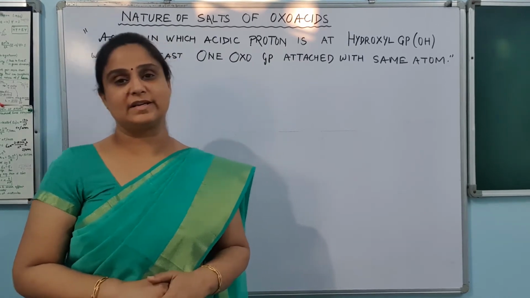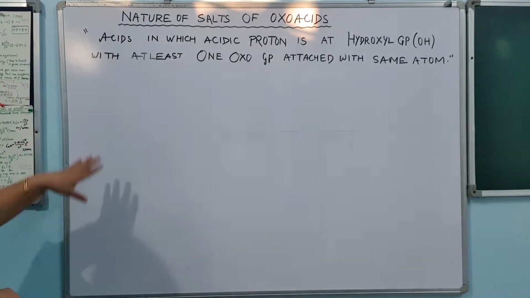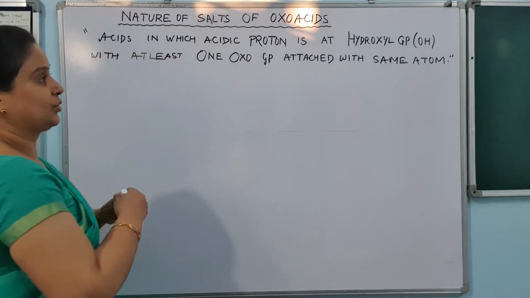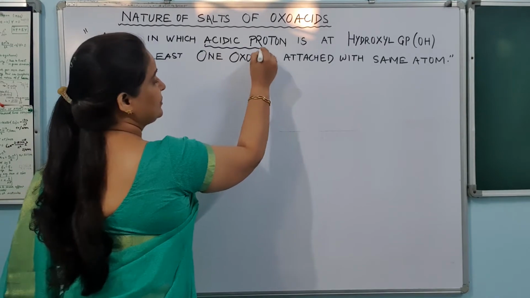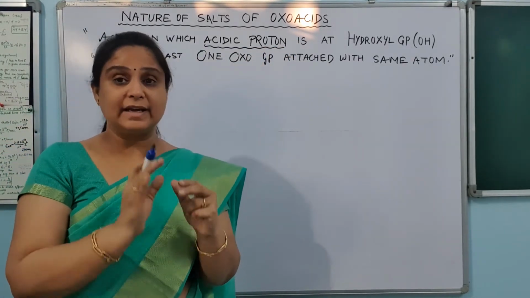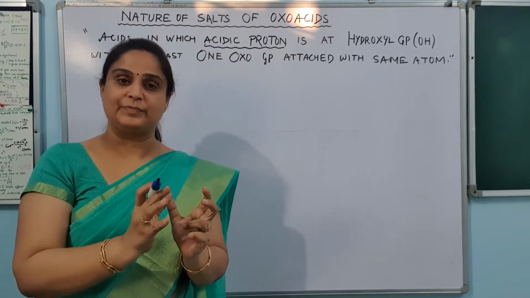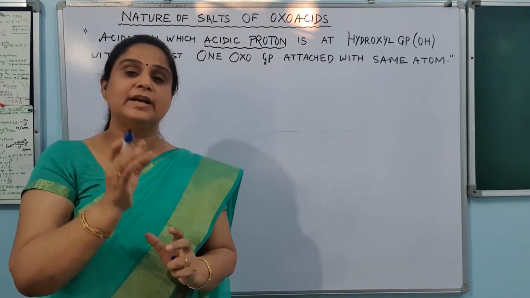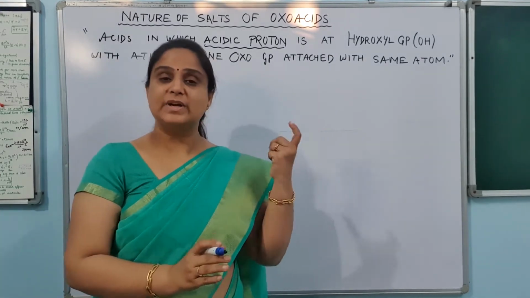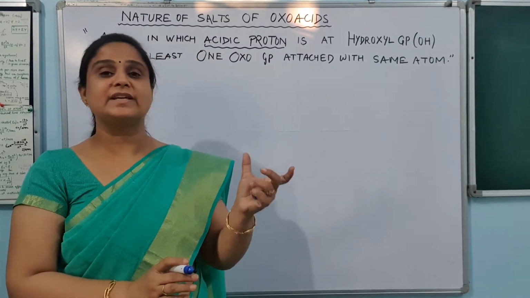So first of all, let us understand what oxoacids are. This is the definition of oxoacids. Acids in which the acidic proton, meaning the proton which is acidic, H. That H, if it is present in a compound, does not make it acidic. Any compound is an acid just because it releases H plus. So the acidic proton is that H which is releasable.